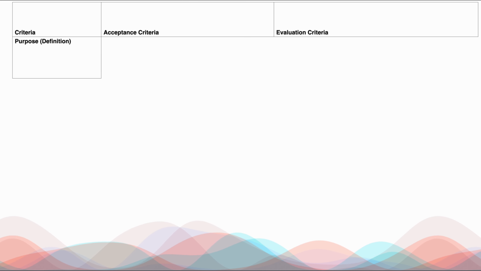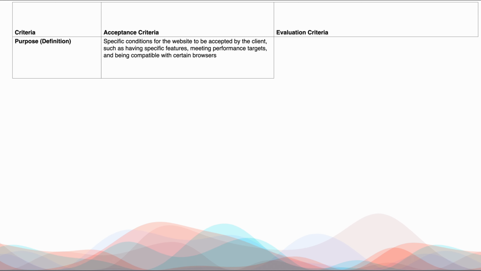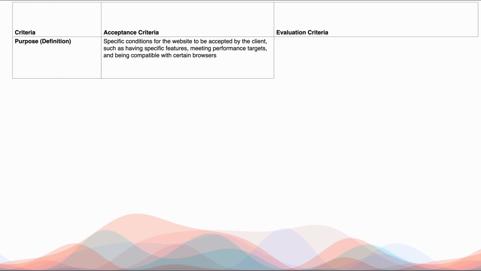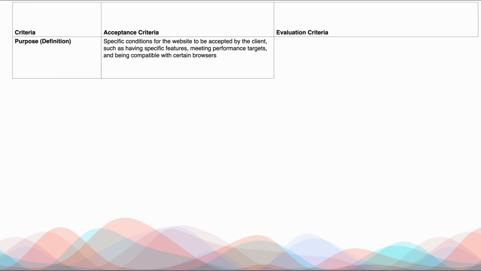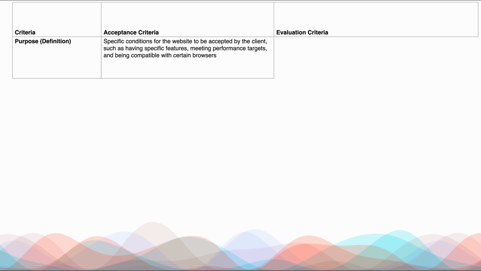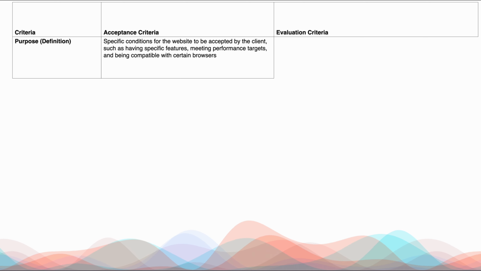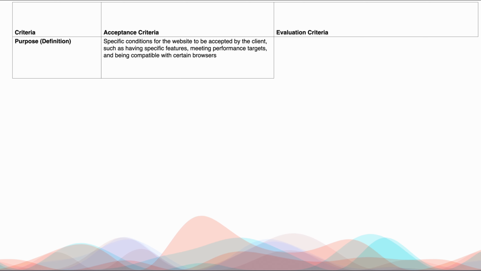So the acceptance criteria and evaluation criteria. The purpose, as per the meaning, is a specific condition for a website. I have considered a website example. So specific conditions for a website to be accepted by the client. When can the client accept that this particular website is completed or working? Based on certain conditions, such as specific features, meeting performance targets, being compatible with certain browsers. If those conditions are satisfied, then you are doing an acceptance criteria.